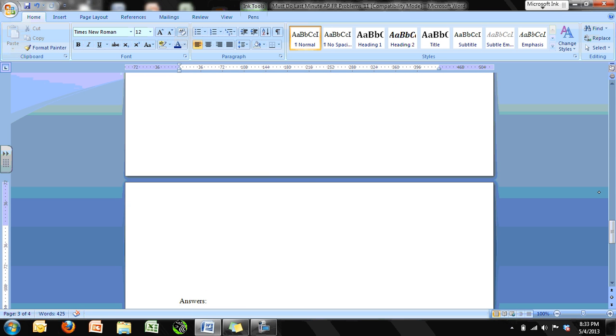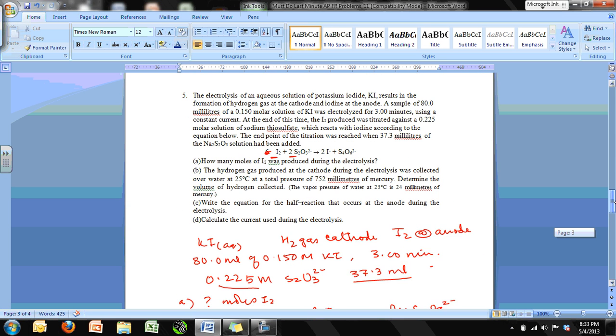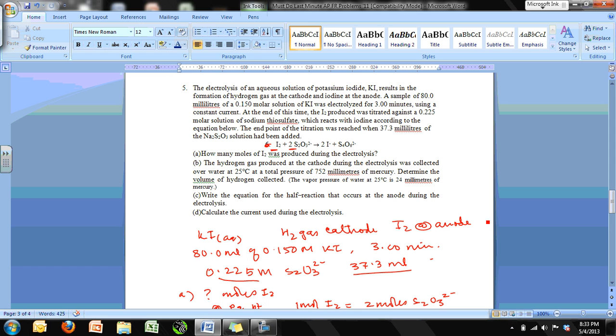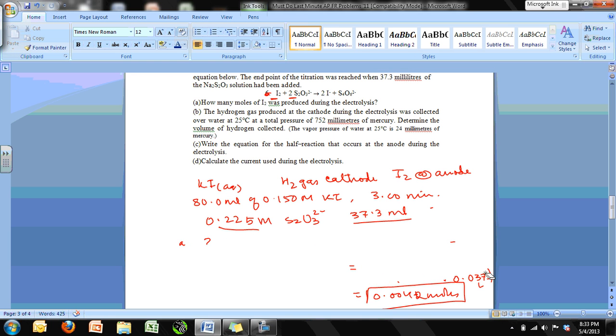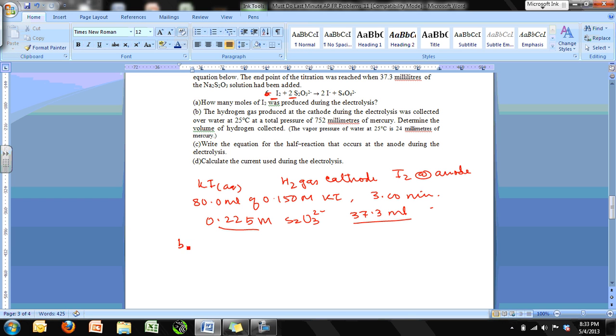Okay, back to the problem. Part B asks: the hydrogen gas produced at the cathode during the electrolysis was collected over water at 25 degrees Celsius at a total pressure of 752 millimeters of mercury. Let me just erase this part A so we can actually see the problem, so you don't have to scroll down. I'll erase part A for you, and then we do part B right here.